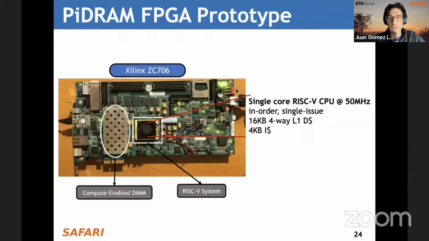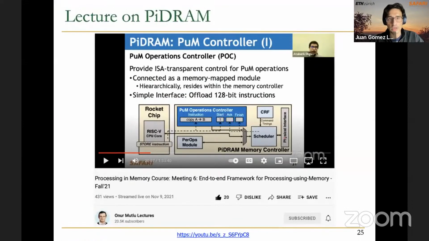We implemented PyDRAM on FPGA. Essentially, in the FPGA, we implement our RISC-V core, and from that core, we can access the compute-enabled DIMM, which in the end is off-the-shelf DRAM memory that is compute capable, because we use the same ideas in the ComputeDRAM paper to enable operations like RowClone.